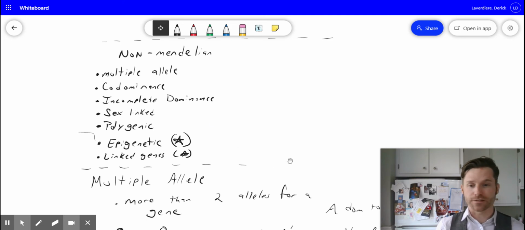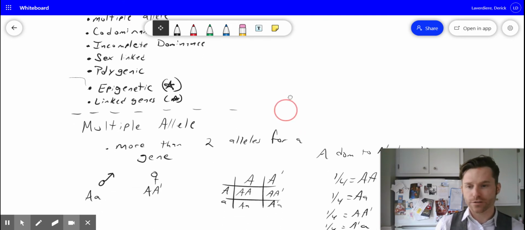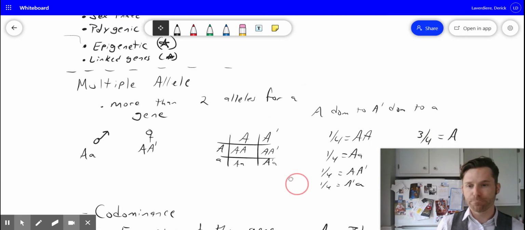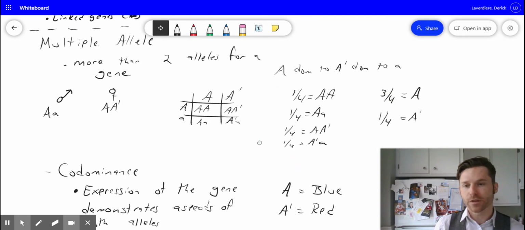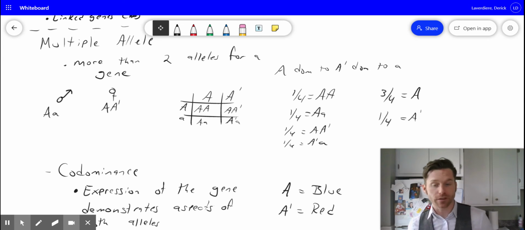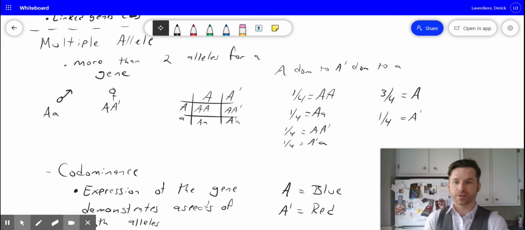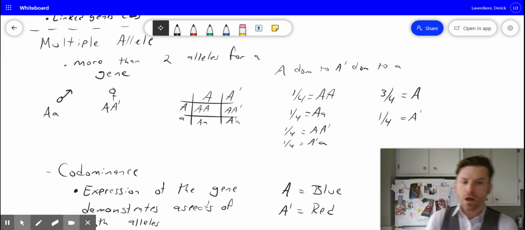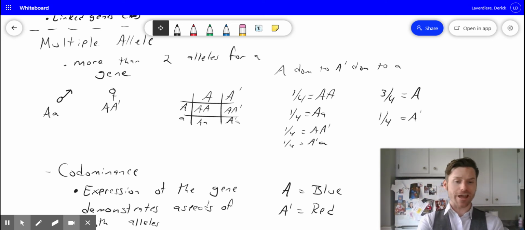Each of the starred ones get their own unique lessons because they are so cool and fun, and I love them. All right, so looking at multiple alleles. Again, it's when there's more than 2 alleles for a single gene. When you're dealing with multiple alleles, you need to establish the dominance and recessive patterns, because it's not the same anymore. It's not just one dominant and one recessive.